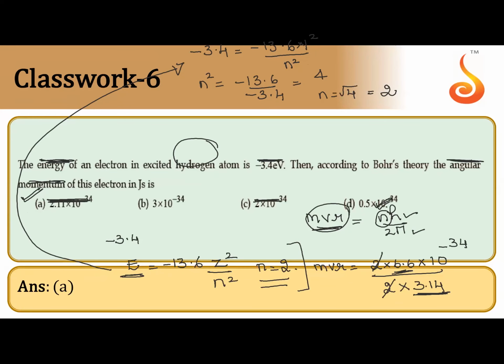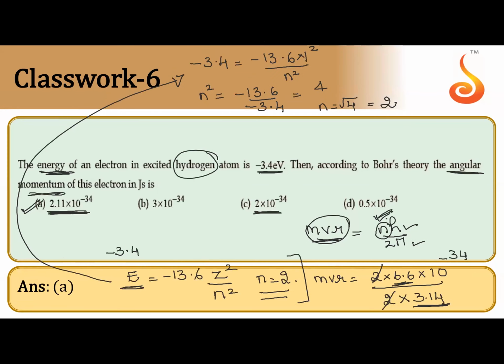You're seeing that this relation between energy and orbit, the E and n relation, is important. So try to memorize the kilocalorie one also, the joule one also, and the electron volt one also. You all got the answer? Option A.